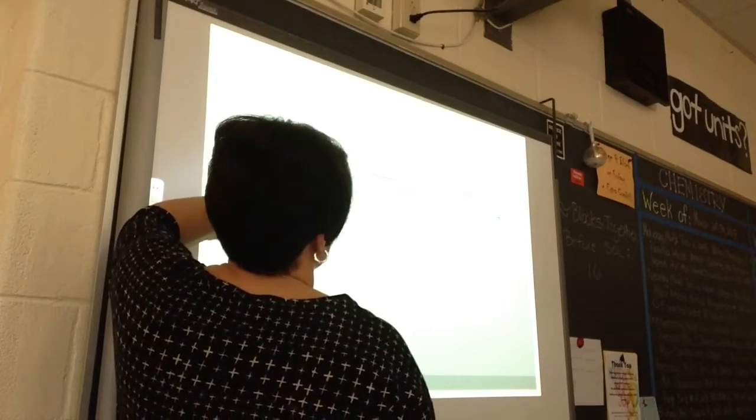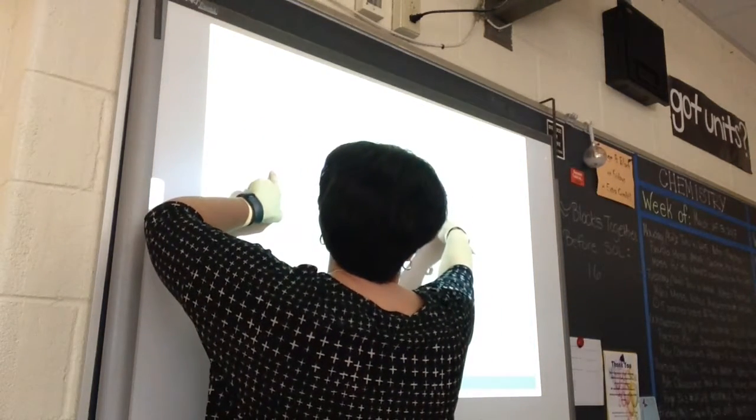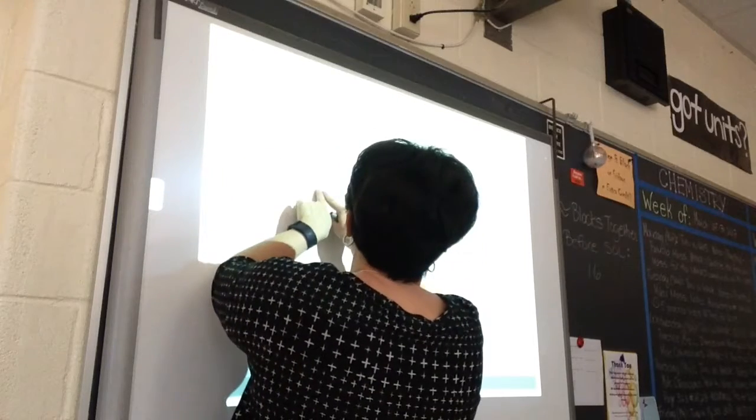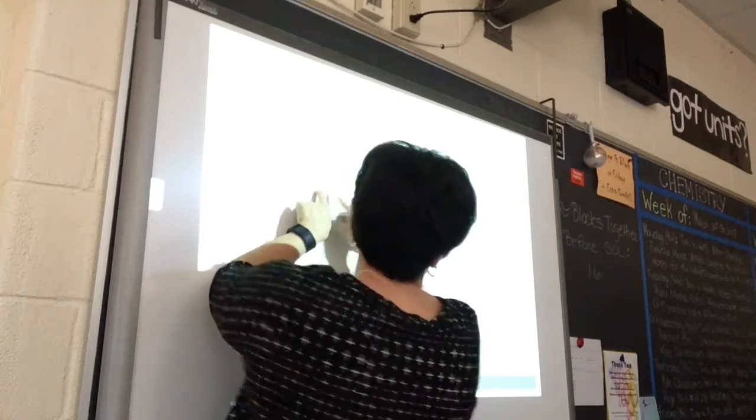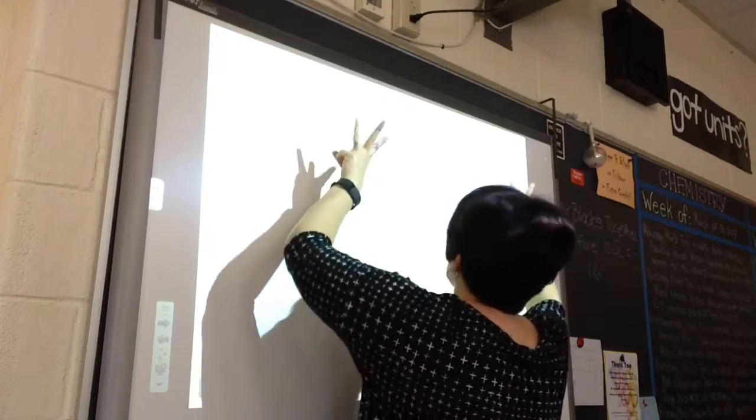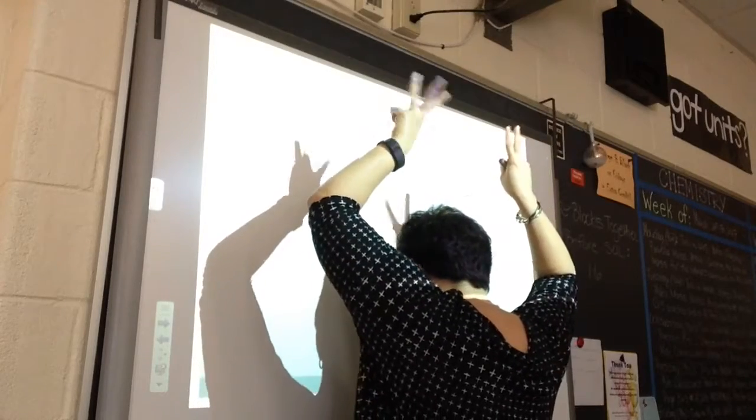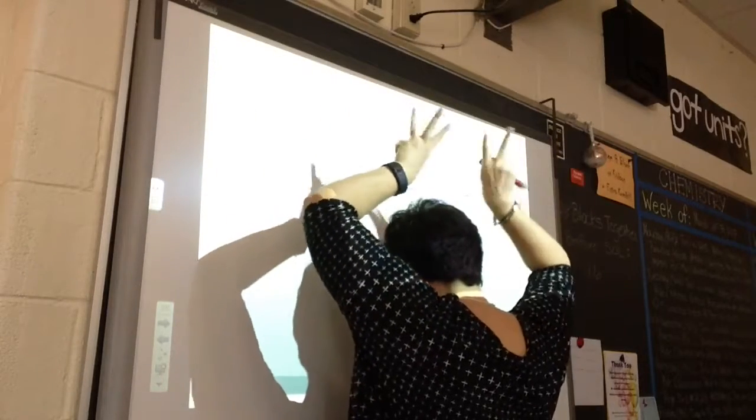How many sodiums here? 1. How many here? 1. Balanced. How many nitrogens? 3. How many here? 2. Okay? We cannot multiply something to get one of the others.